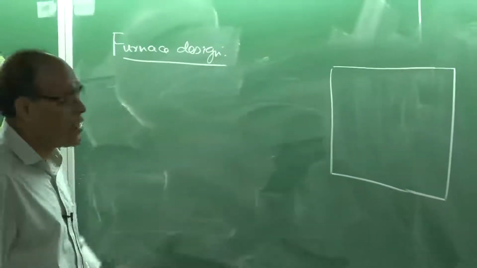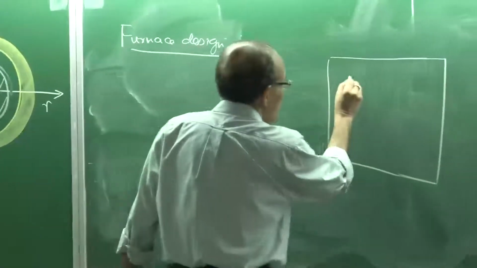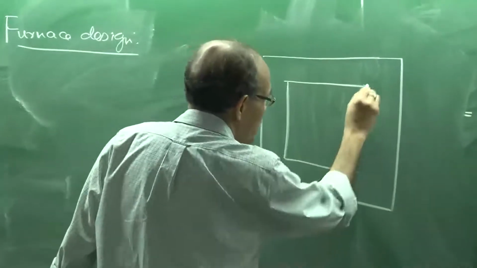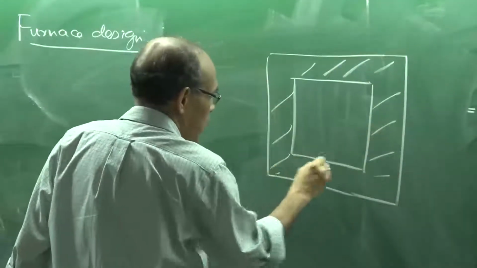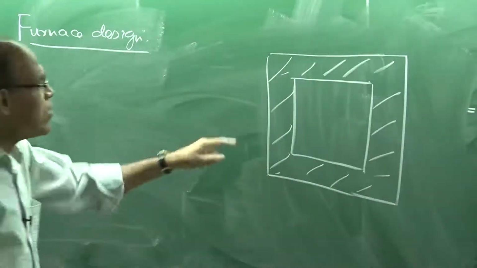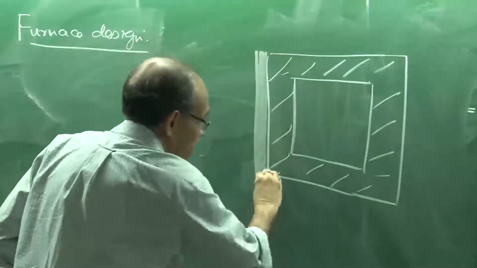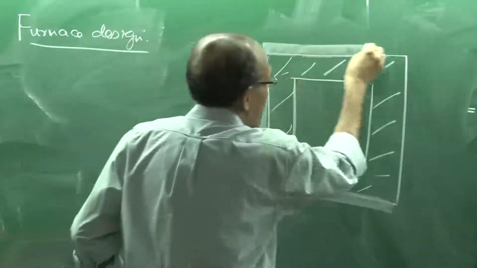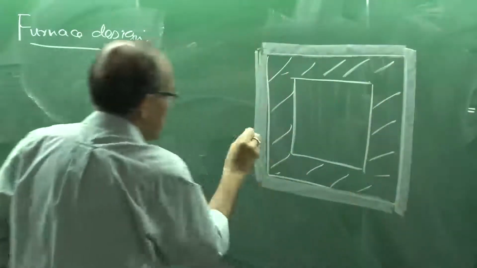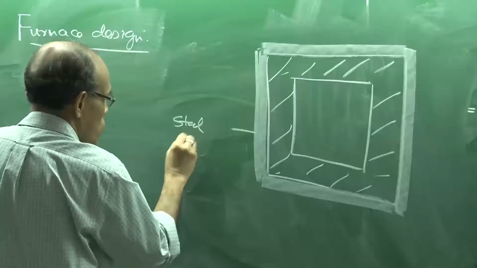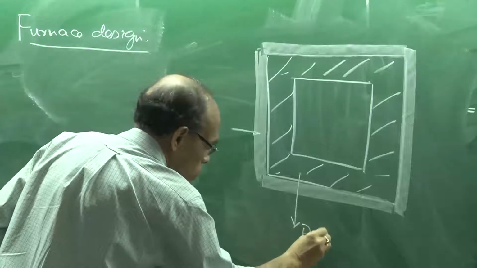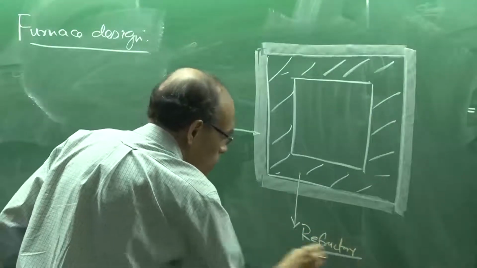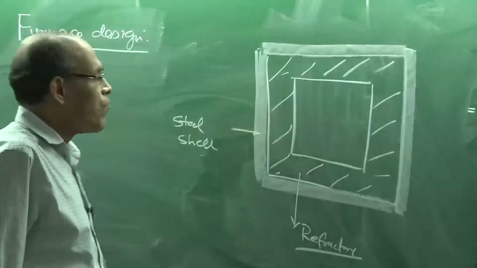This may be, say, a muffle furnace that you may have seen in your laboratory. So you have a refractory lining over it. The task is that, if this represents the steel shell of the furnace, so this is my steel shell. This is my refractory. And this is the space of the furnace.